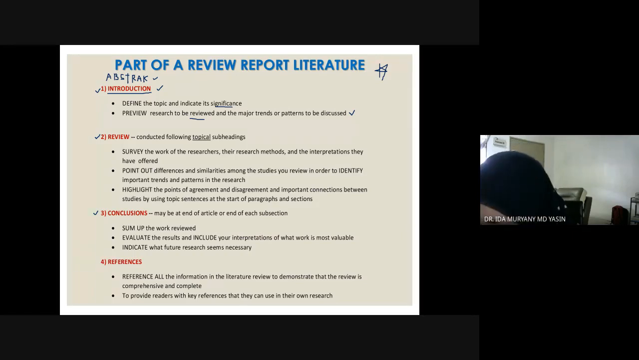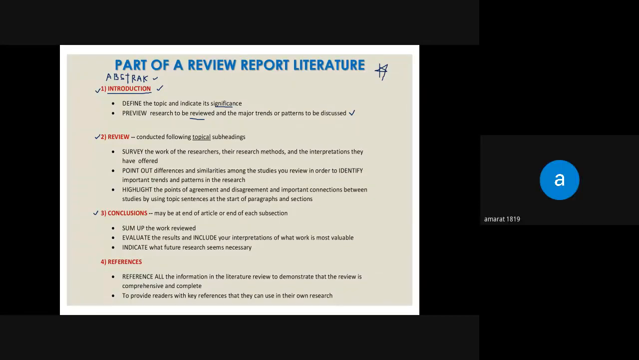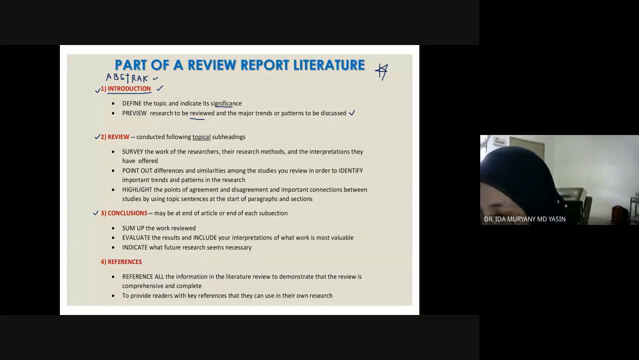Senyap aja. Dah makan ke belum you all? Dah. Dah makan dah? Dah. Okay, so dah ada sugar in your body kan. Jadi ada soalan tak untuk introduction?